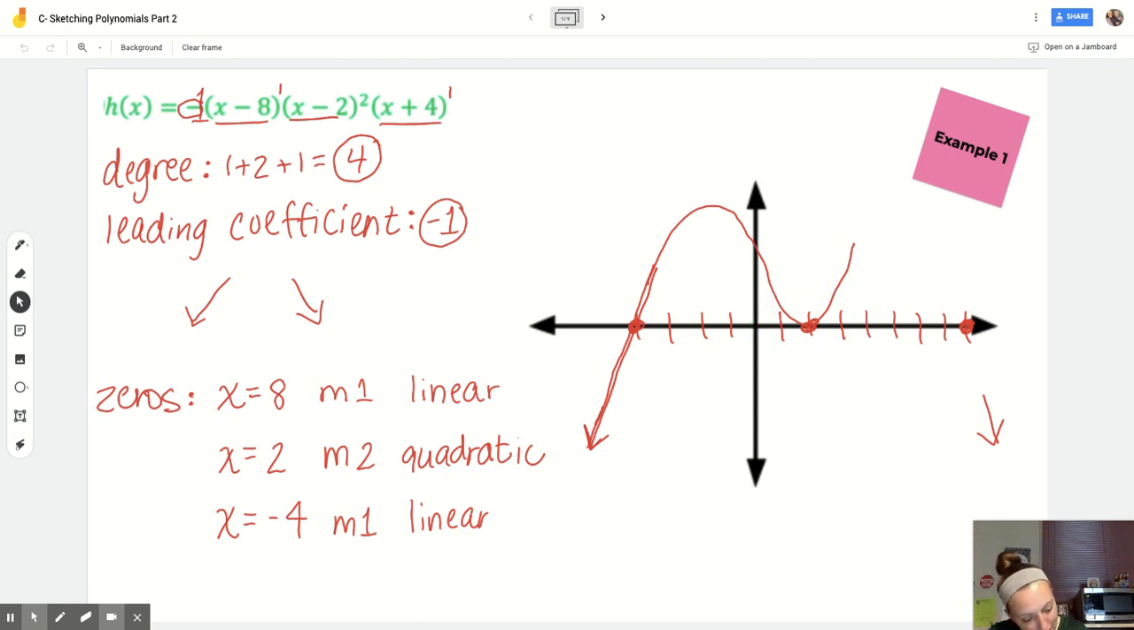Then I know that at 8, it should be linear. So when I come back down, I'm going to go straight through. And if I zoom in on that 0, that looks like a line. So that's my rough sketch.